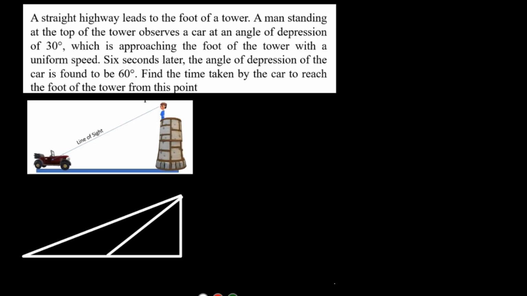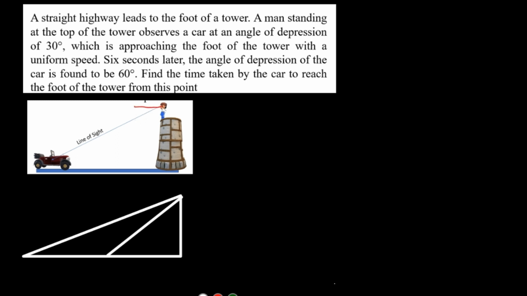Today we will discuss some of the trigonometry application problem. A man is sitting at the top of the tower and he is seeing the car approaching towards his tower. There is a straight highway, it is just ending at the tower, the bottom of the tower. When the man sees the car initially, he sees it at a depression angle of 30 degrees.